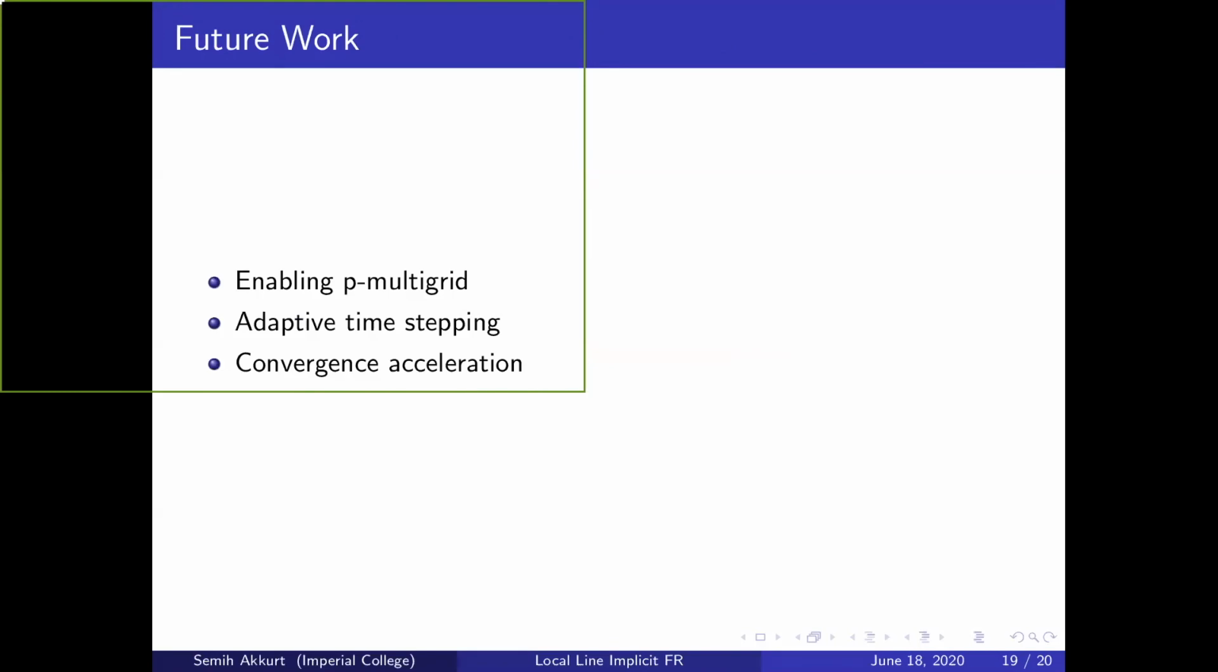Brian actually just gave a good summary of p-multigrid and adaptive time stepping features we have in PyFR. Next thing I'm going to do is enabling p-multigrid with my local line implicit formulation so that we can add the gains up and get a better performance.